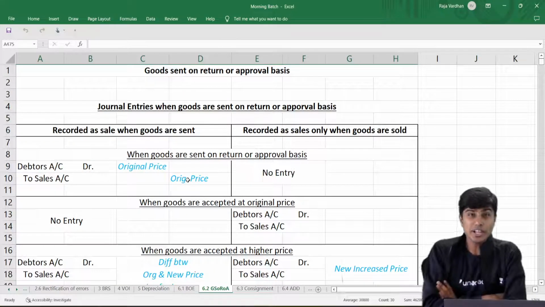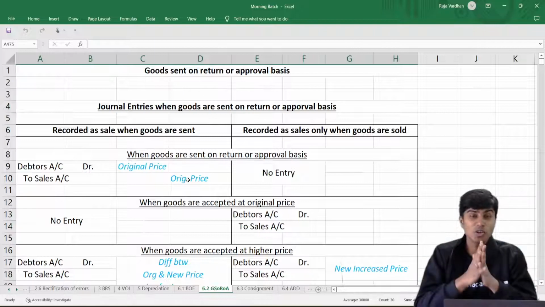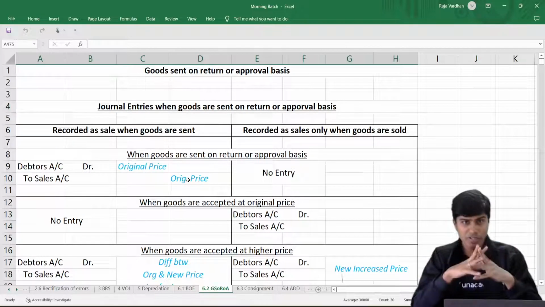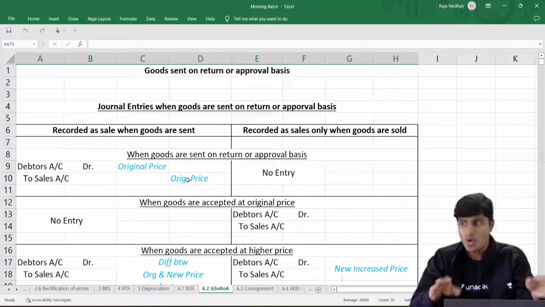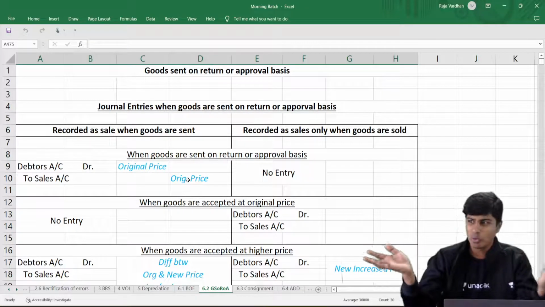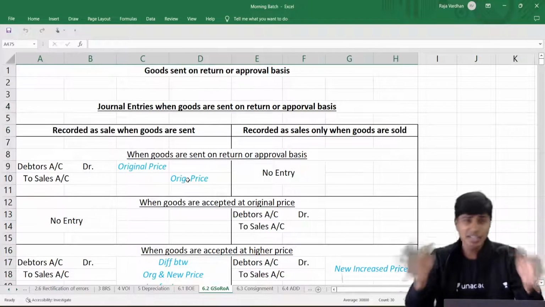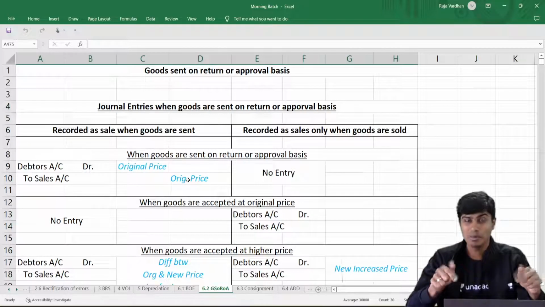In the previous video, you might have seen me discussing the entire conceptual understanding of goods sold on return or approval basis, or goods sent on return or approval basis. This is a continuation of the previous video. So if you have not seen the previous video, please pause this video right now and go back to the previous video. It's about 35-40 minutes. You can quickly wrap up that video, understand the concept, and then come back here, so you'll save a lot of time solving problems.